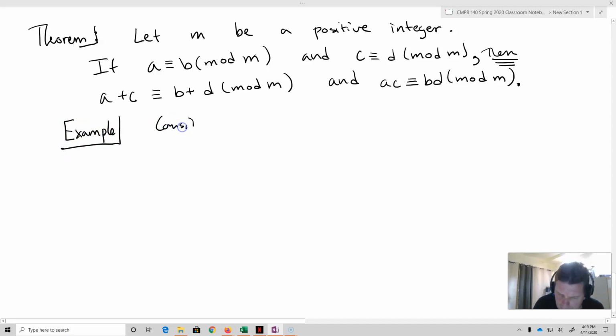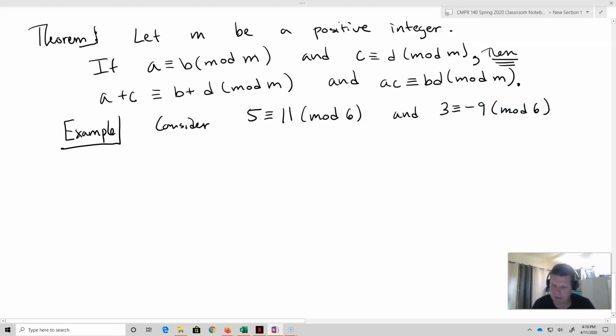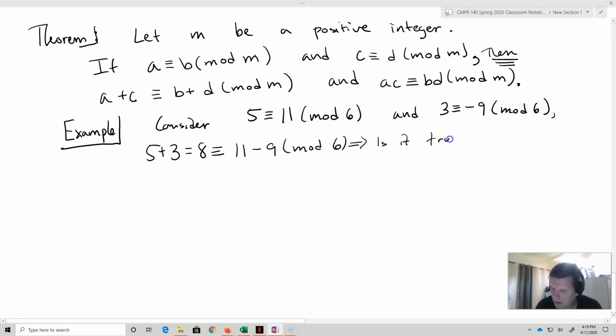Let's consider 5, which is equivalent to 11 mod 6, and 3, which is equivalent to negative 9 mod 6. And you can actually check for yourself that those two are equivalent. So 5 plus 3 equals 8. And by our theorem, 8 should be equivalent to 11 minus 9 in mod 6. So is it true that 8 is equivalent to 2 mod 6?